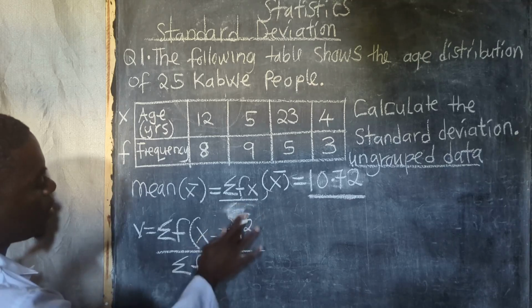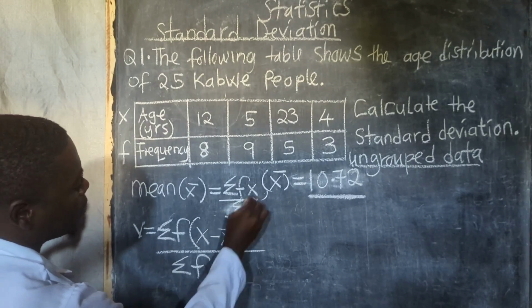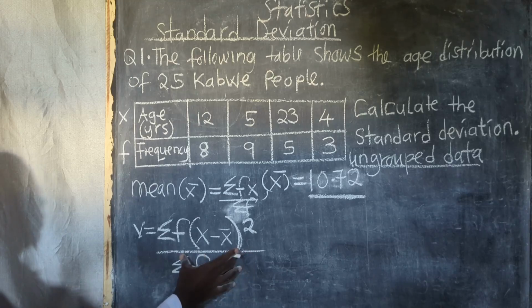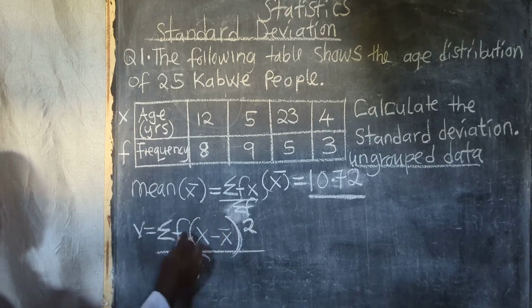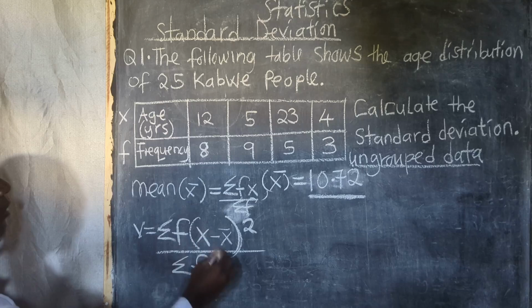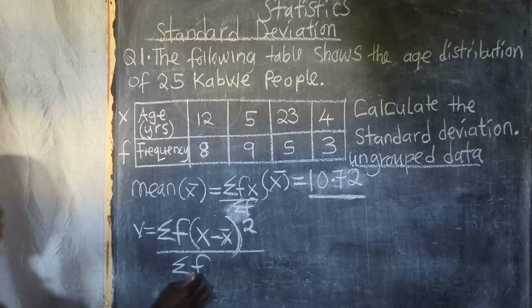So it is like this, then a squared. Here is summation of total frequency, like that. So this is what you are supposed to do. This is the formula that you need to use. So this is frequency, x. Do you have the mean? You have the mean. You just substitute. Total frequency, you have it, which is 25.